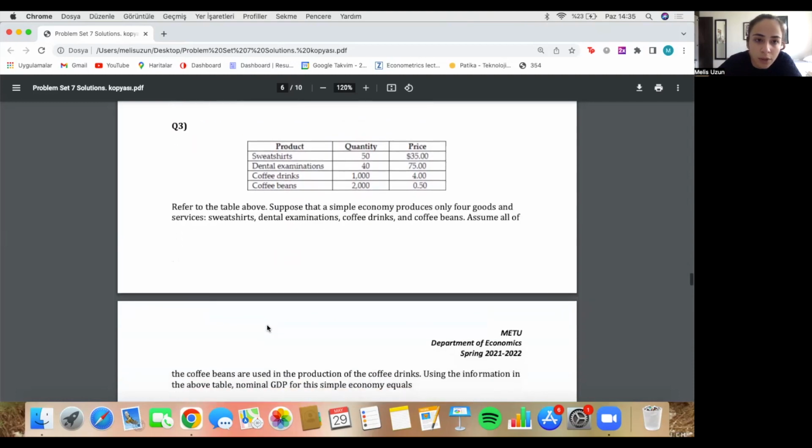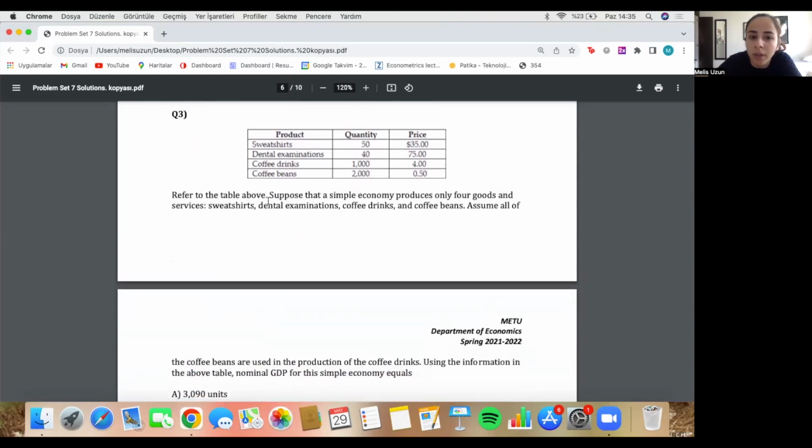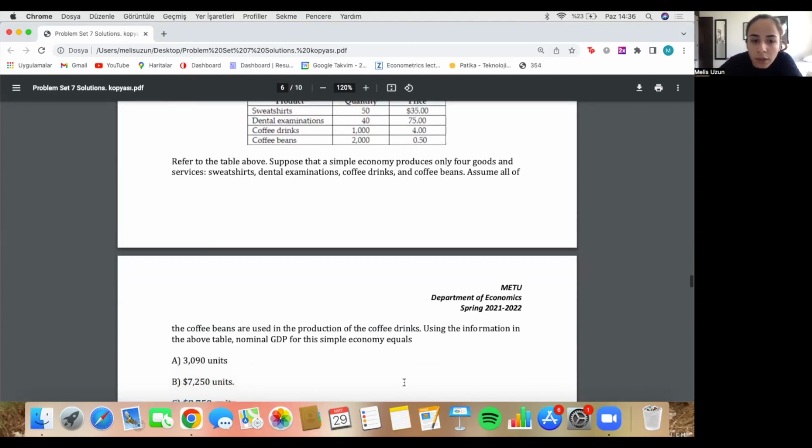So let's look at question 3. Refer to the table above. Suppose that a simple economy produces only 4 goods and services: sweatshirts, dental examinations, coffee drinks, and coffee beans. Assume all the coffee beans are used in the production of the coffee drinks. So coffee drinks are the final goods, but coffee beans are not, because we use coffee beans to produce coffee drinks. Using the information above, nominal GDP for this economy equals, so let's look.